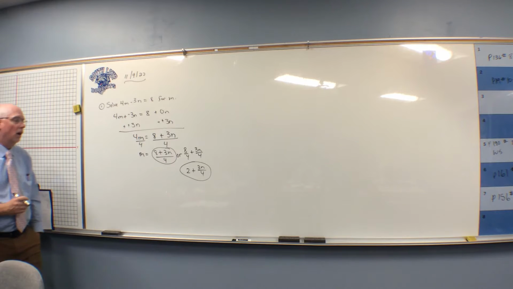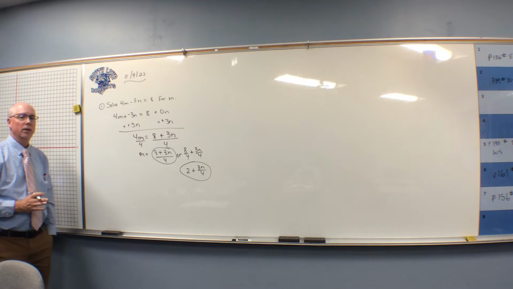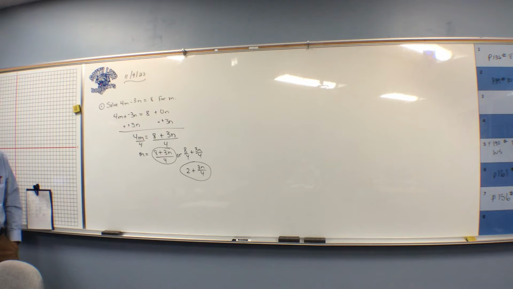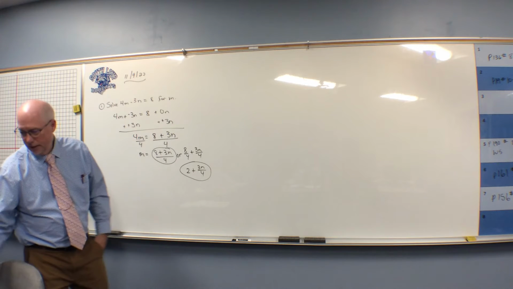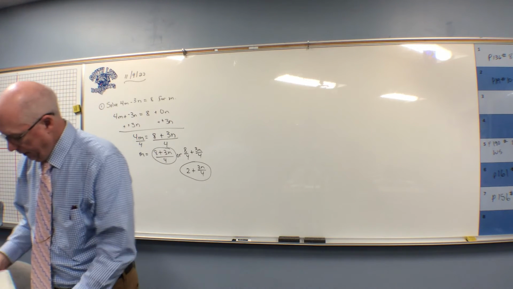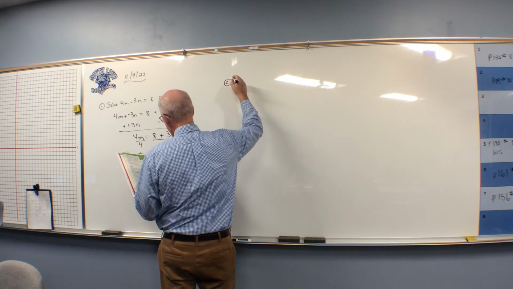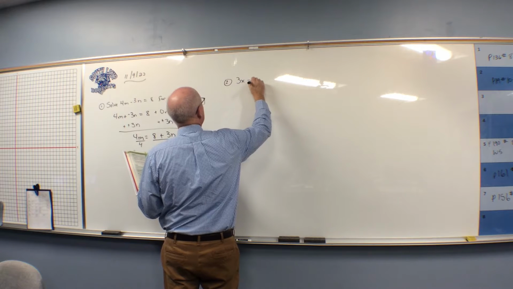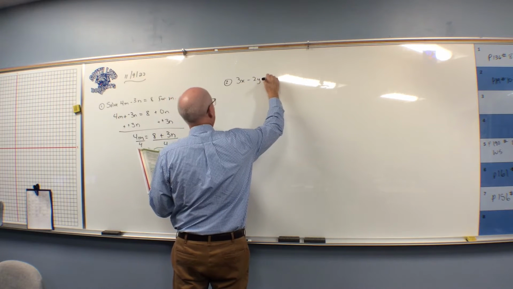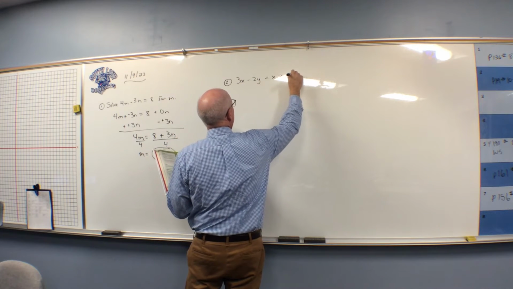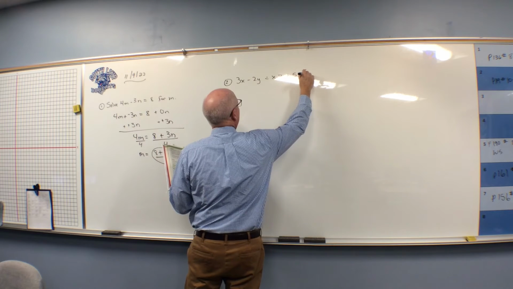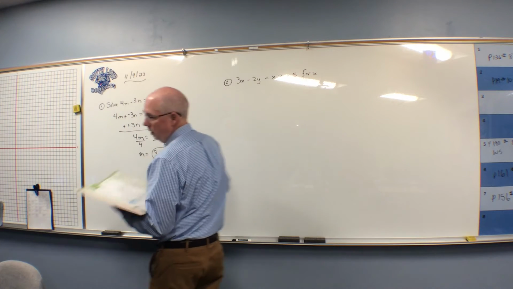And you might say, well, that's weird. That's not a normal answer. You're right, that's not a normal answer. It's an answer that involves variables, and it's not easy. All right, let's take a look at number 2: 3x minus 2y equals xz plus 4x. This one's a little harder.